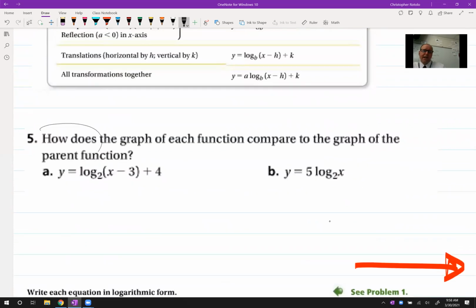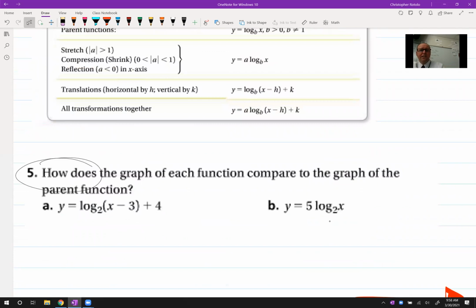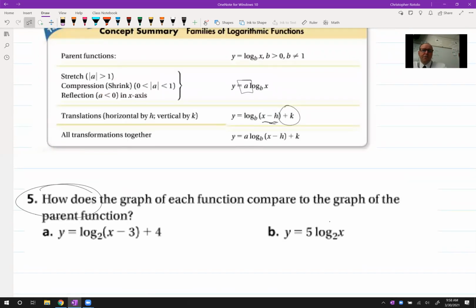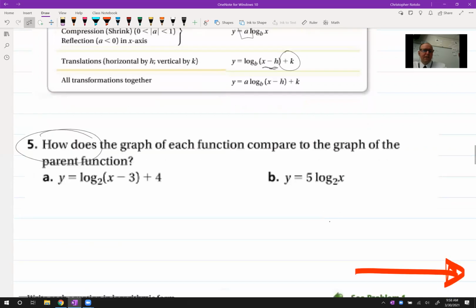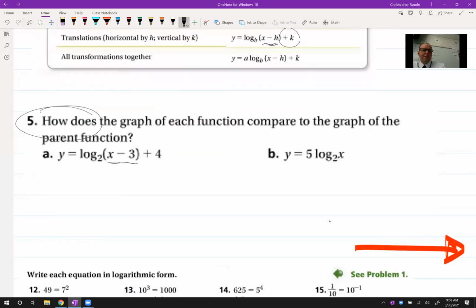So it just says, how does it go? Okay, so we want to make sure that anything inside is going to move it left and right and its opposite. Anything outside is up and down and true. And remember, if I multiply it by a number in front, that's either going to make it a stretch or it's going to compress it. It could also flip it over if we make it negative. So those are the things we're going to deal with. So if it says x minus 3 on the inside, that's actually going to be right 3. Plus 4 is going to make it move up 4.